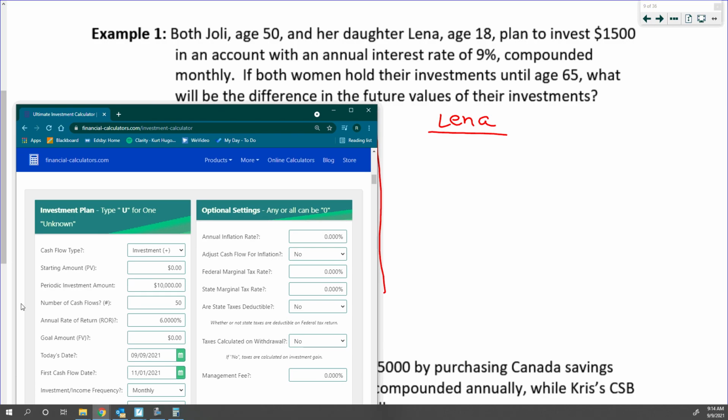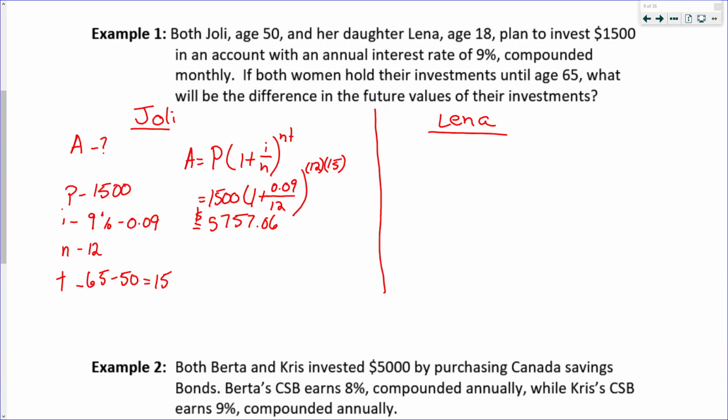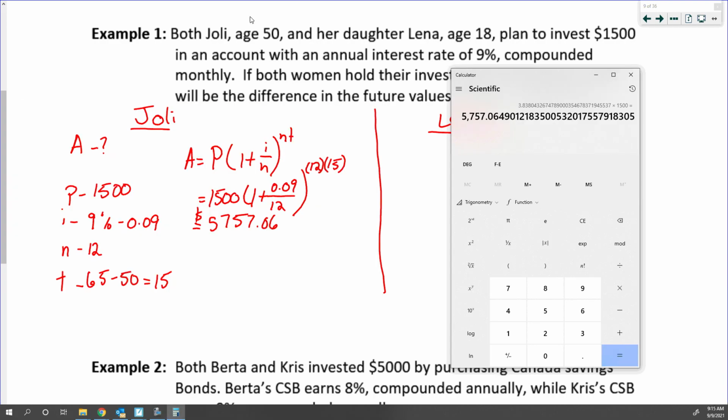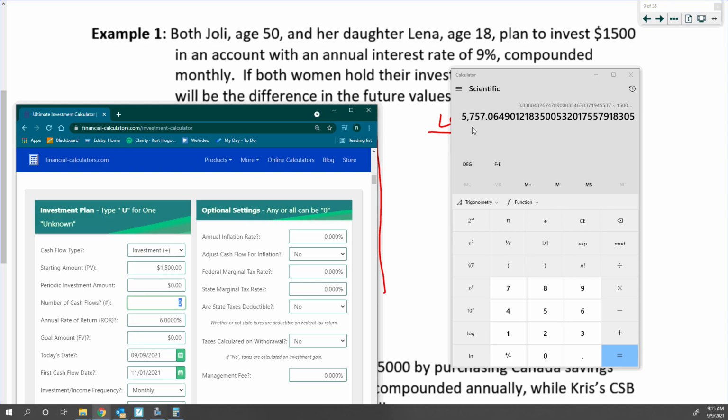So we have our starting amount, which is our principal, so that's the 1,500. The periodic investment amount is 0 because we're putting in that lump sum of 1,500 and that's it. We're not adding any other money through the length of the term. Okay, so for the number of cash flows, we have to figure that out, and I'll bring up my calculator for this as well.